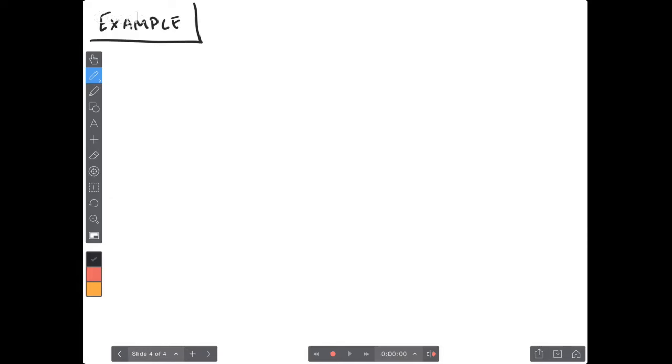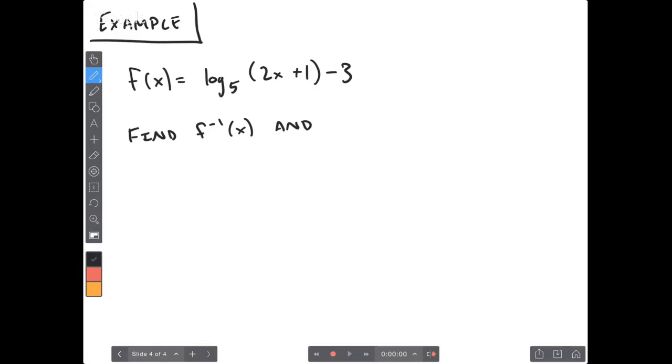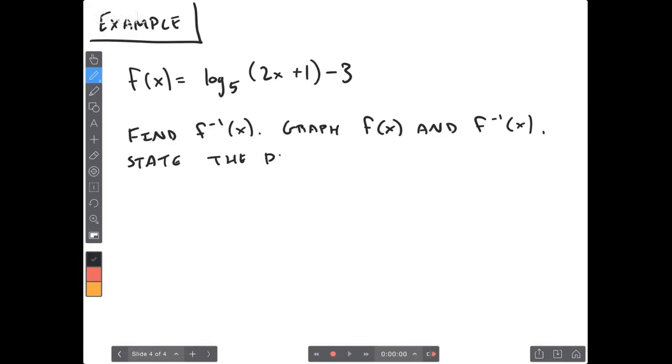And let's see, they look like f of x is equal to log base 5 of 2x plus 1 minus 3. How about that? Find f inverse of x and graph f of x and f inverse. State the domain and range of each.